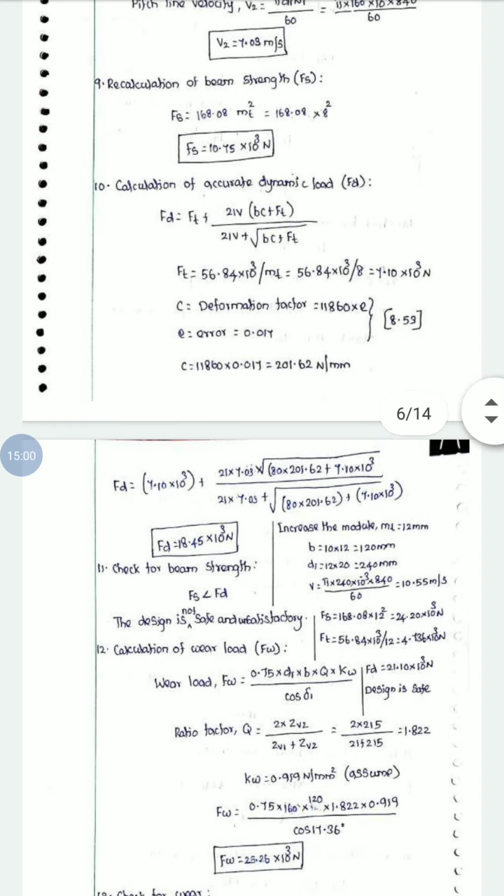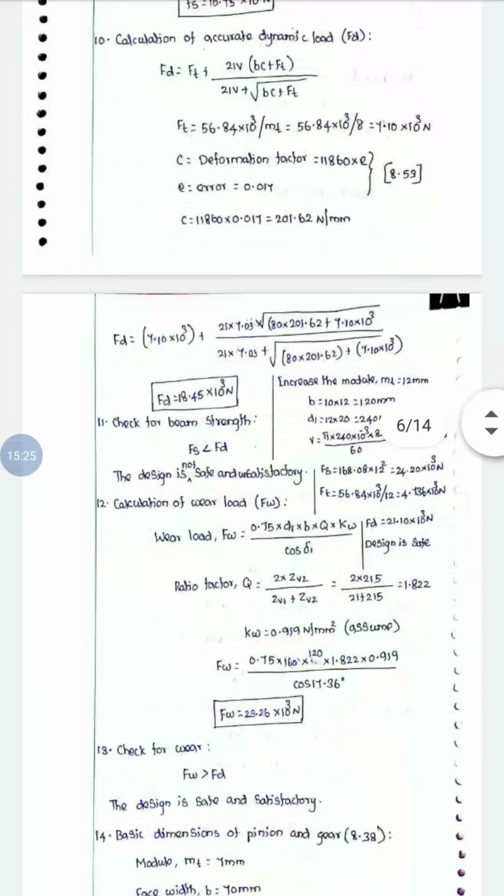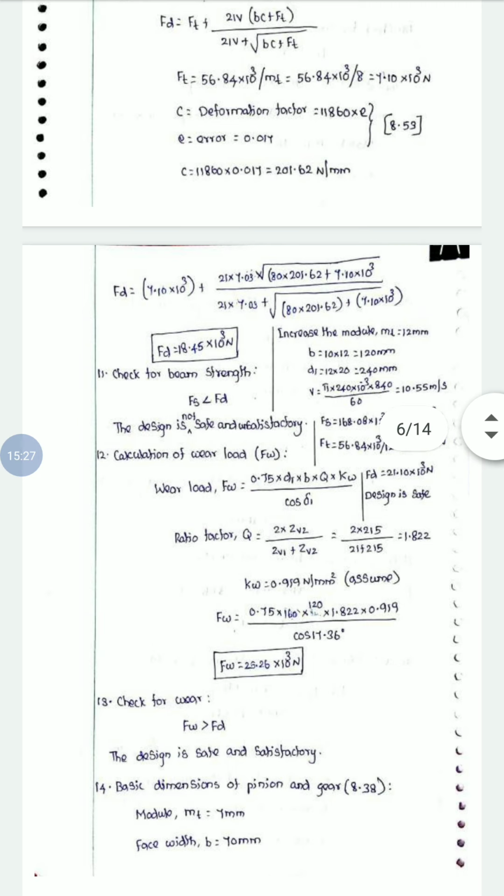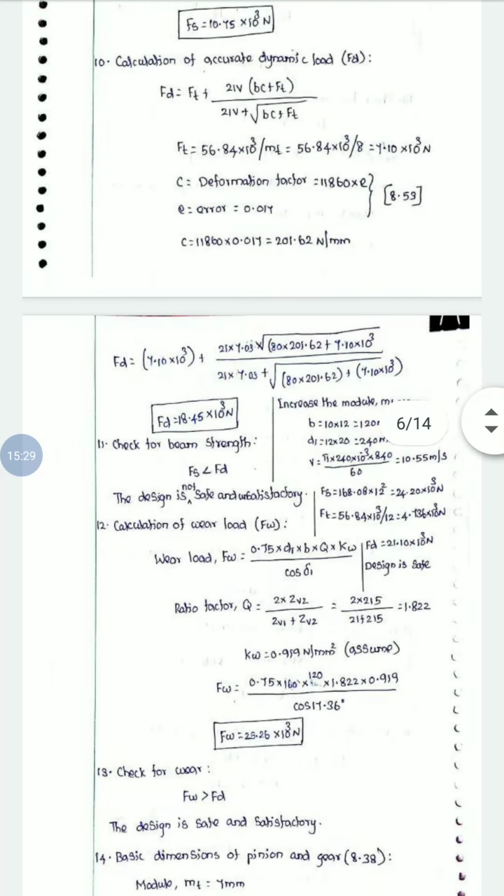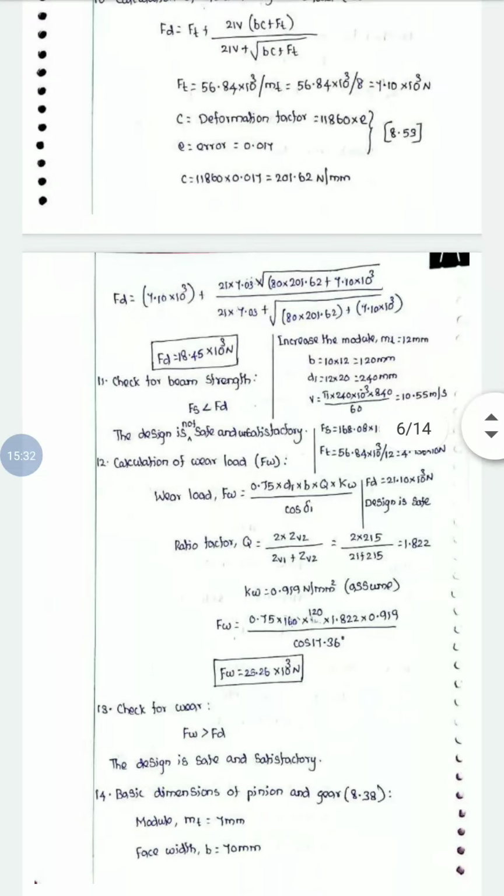From the data book we can find the B value also. We already found it in the last step, and now we have to find the C value. C is nothing but the deformation factor. In data book page number 8.53 we can find the formula for C, that is 11860 into E. E is nothing but the error, which is 0.017. Substituting the error value in that formula, we find the C value is 201.62 Newton per mm. And now we know the FT value, V value, B value and C value.